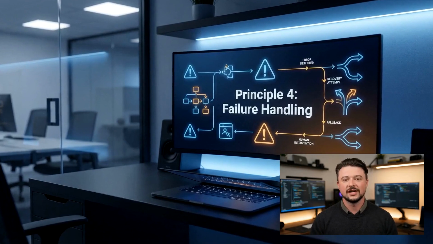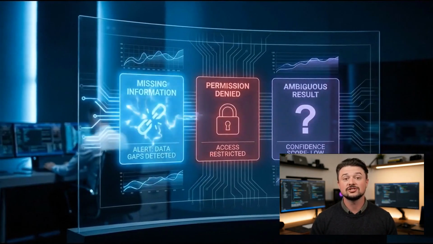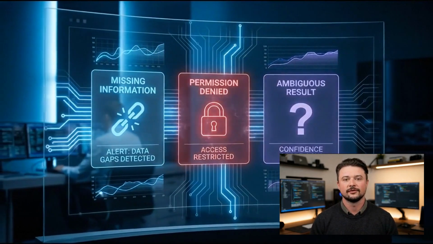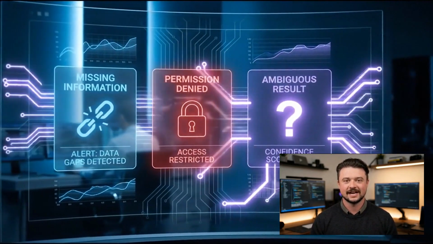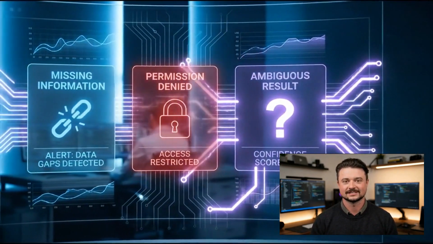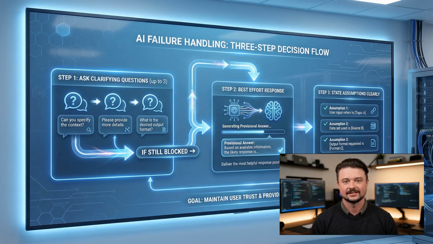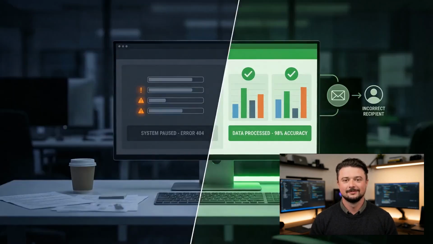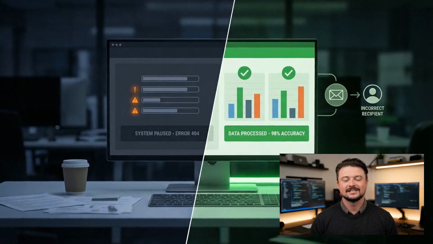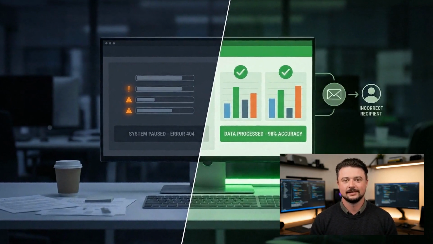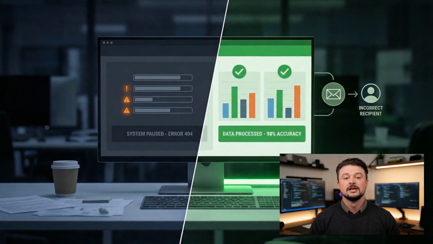Principle 4 is failure handling. Tell the agent exactly what to do when information is missing, permissions fail, or results are ambiguous. The recommended pattern: ask up to 3 clarifying questions if blocked, or proceed with a best effort response that clearly states its assumptions. Without this, agents either stall silently or, worse, proceed confidently with wrong information.